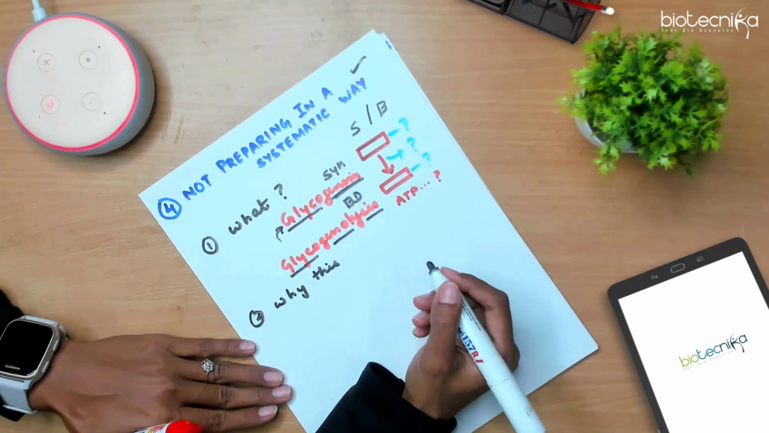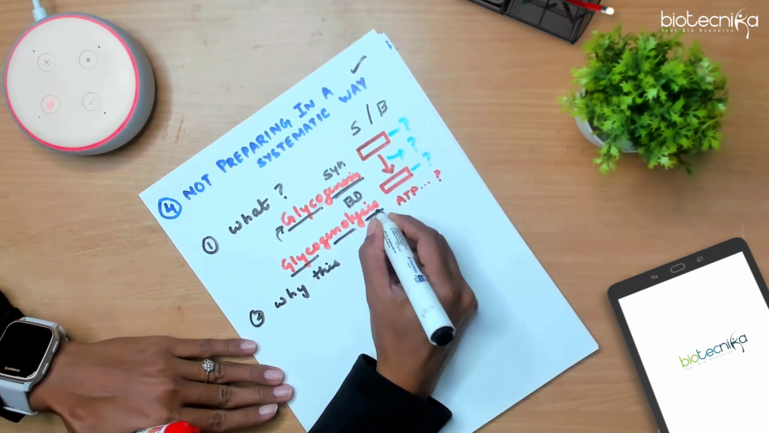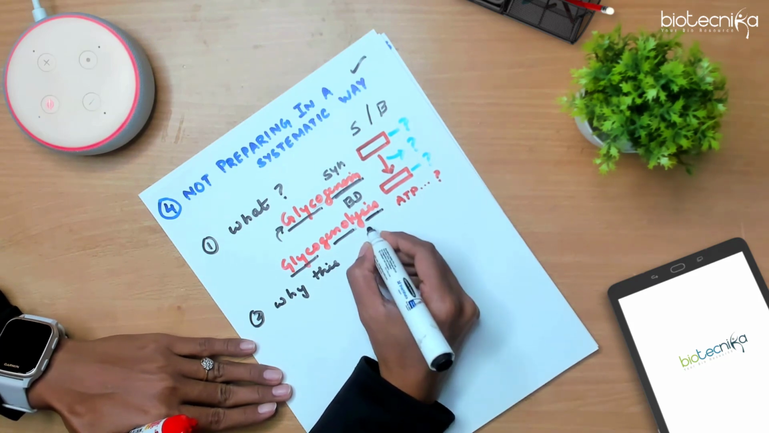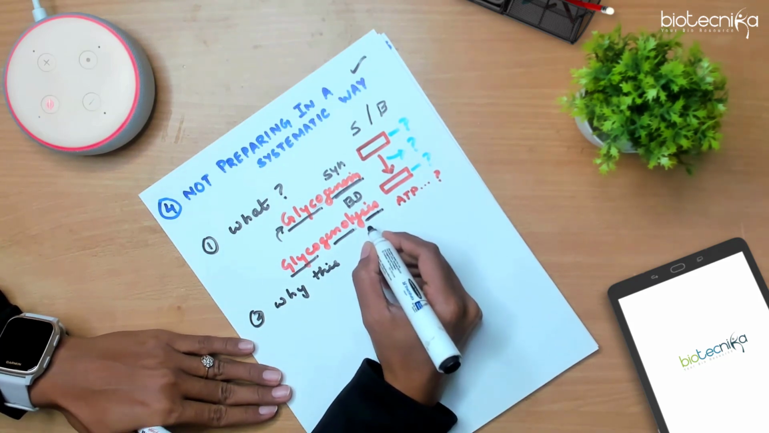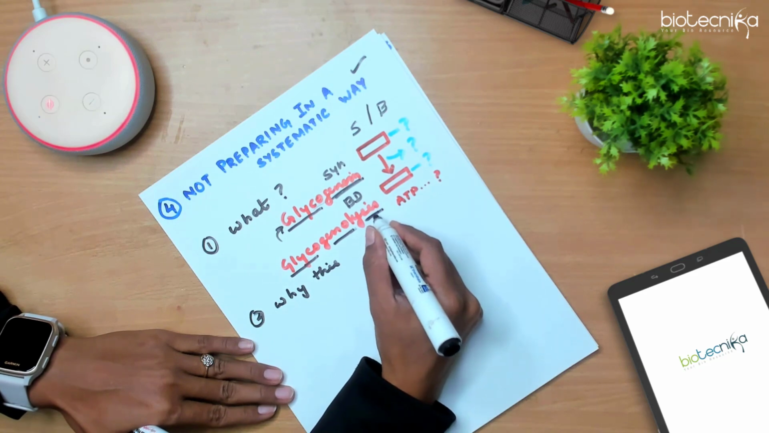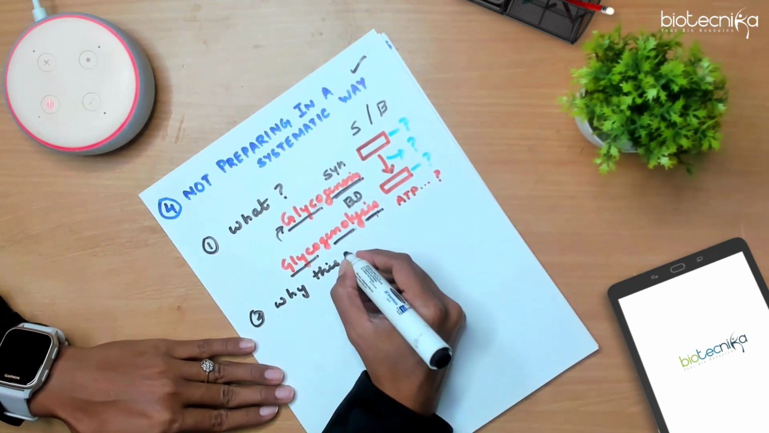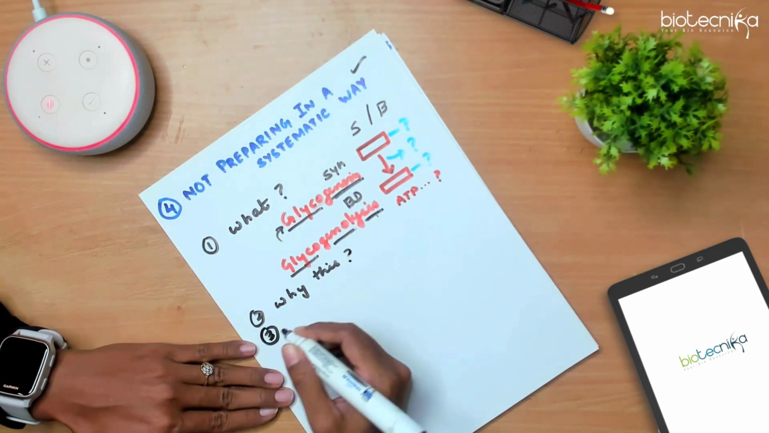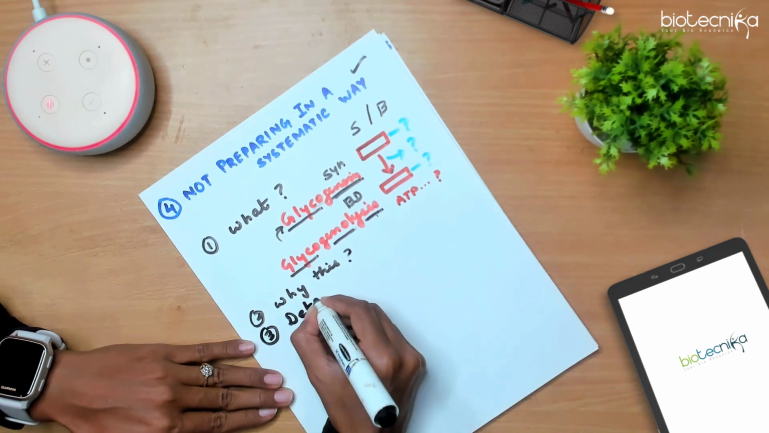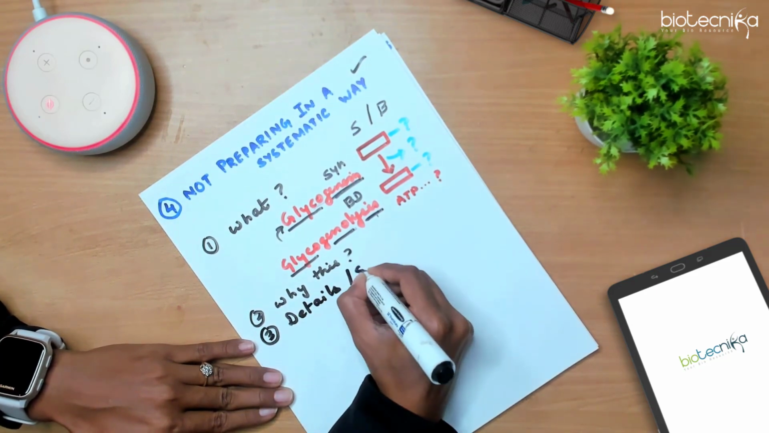You will eat some, you will store some. When will glycogenolysis take place? When the food source is less and you have to break down the stored food to get the glucose. So why does this pathway take place? Third thing, so this is the systematic way. What are the details or what are the steps involved?